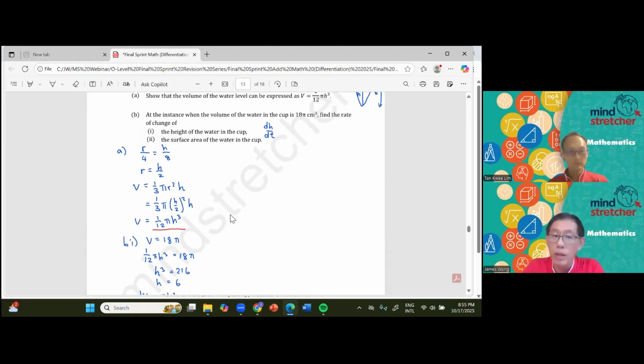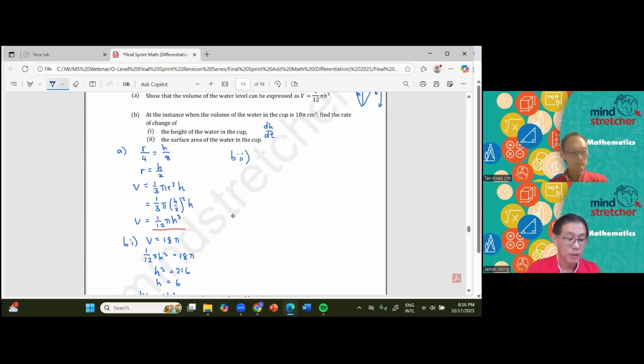So let's take a look at B part 2. B part 2 is to find the rate of change of the surface area of the water in the cup. Again, the rate of change of the surface area at which point? It's also based on when the volume is 18 pi. When the volume is 18 pi, it also means that the height will be equal to 6.